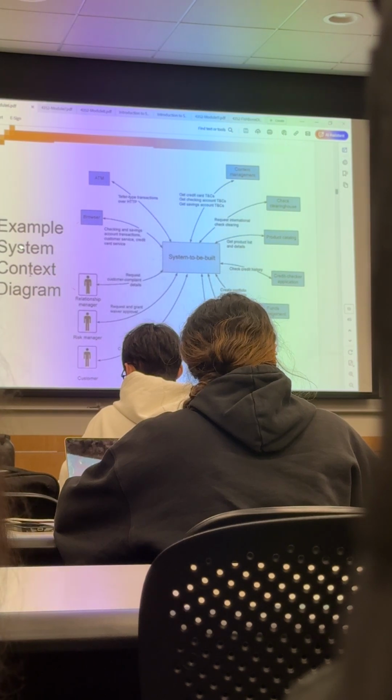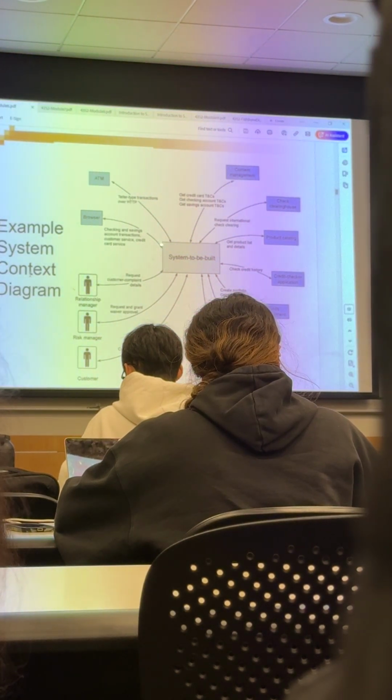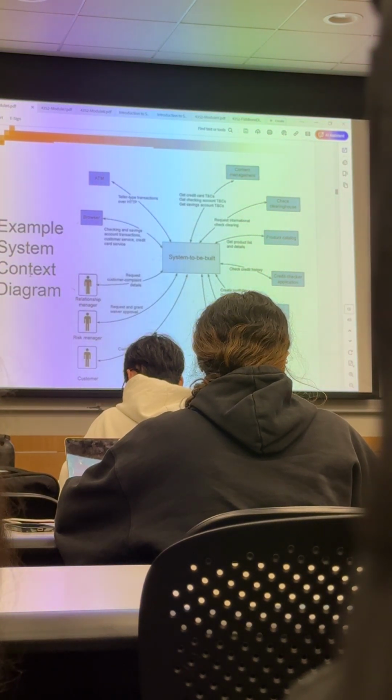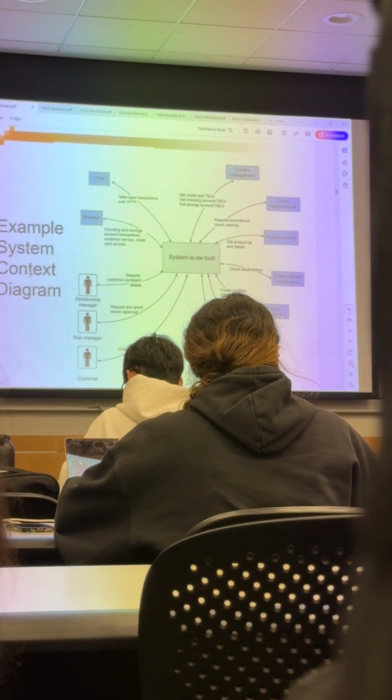This is an example of a system context diagram. So this is your black box, which is the system, and it shows all the systems that it connects with.